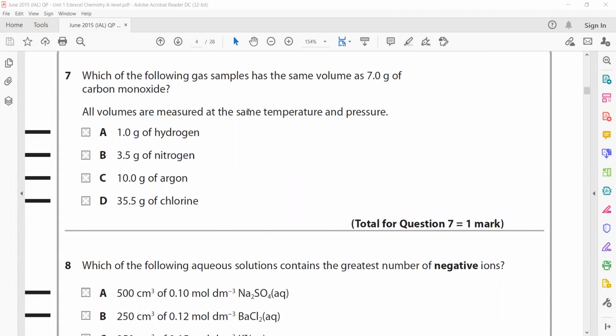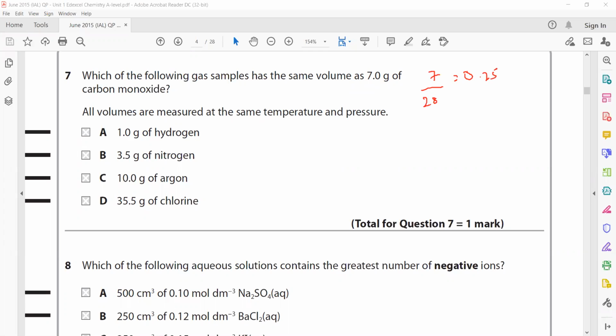Which of the following gas samples has the same volume as 7 grams of carbon monoxide? When we have the same moles of a gas, equal numbers of moles of a gas occupy the same volume. So 7 grams, how many moles are there? 7 divided by 28, since carbon is 12 and oxygen is 16. This will give us 0.25 moles. So we simply have to check which one has 0.25 moles. That will be the answer.